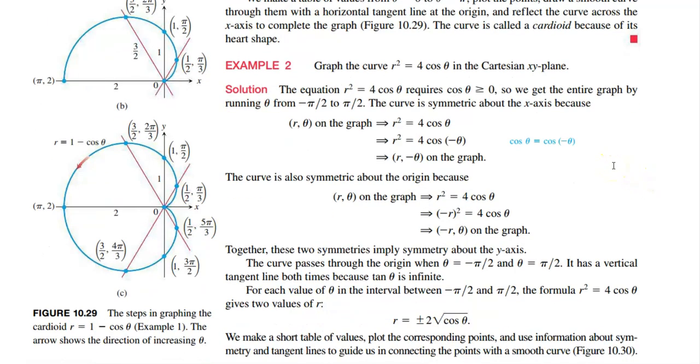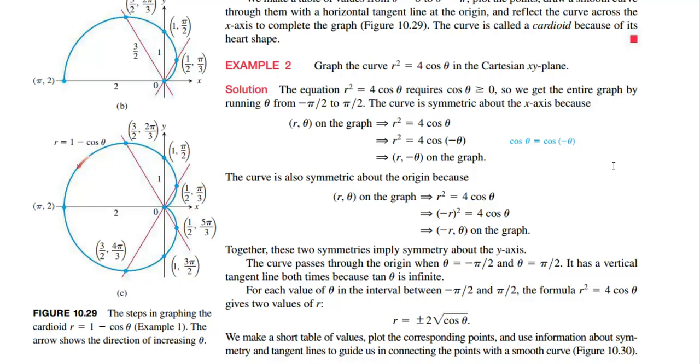The curve is also symmetric about the origin because if (r, theta) is on the graph, then r squared equals 4 cosine theta. If we plug in negative r, we get negative r squared on the left side equals 4 cosine theta, and that works out because negative r squared just goes positive, and that's equivalent to the point (negative r, theta) being on the graph. Together, these two symmetries imply symmetry about the y-axis.